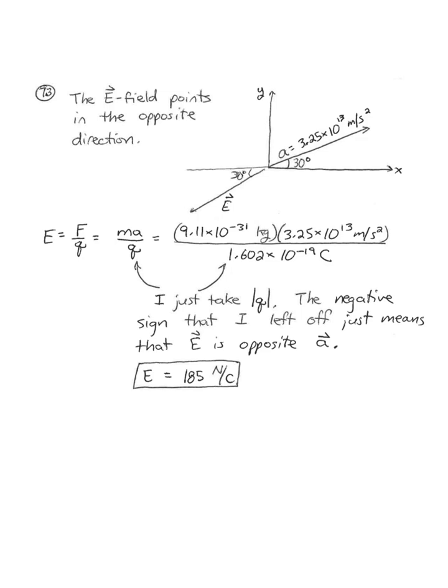Number 73, an electron moving in the xy plane has an acceleration of 3.25 times 10 to the negative 13 meters per second squared at a 30-degree angle above the x-axis. Find the electric field responsible for that acceleration.